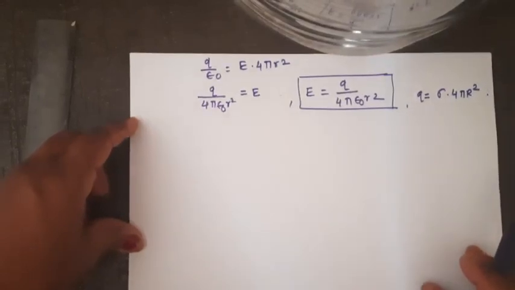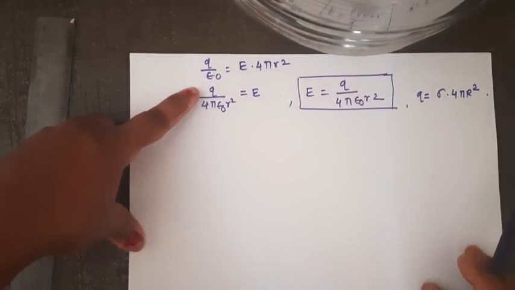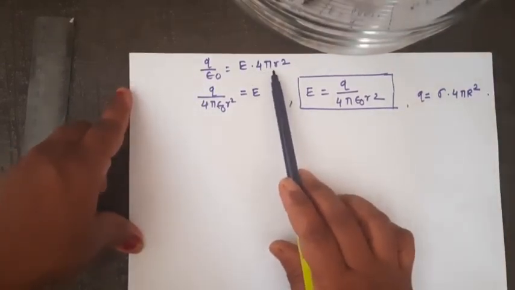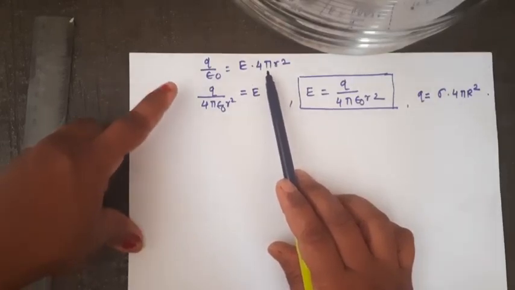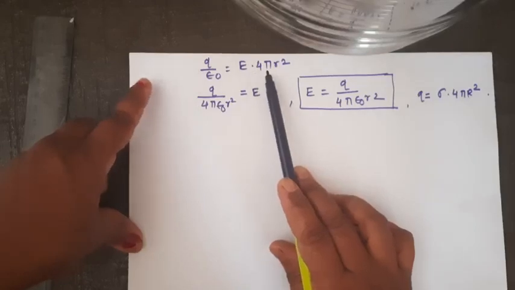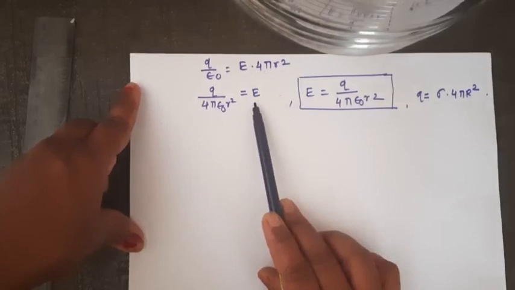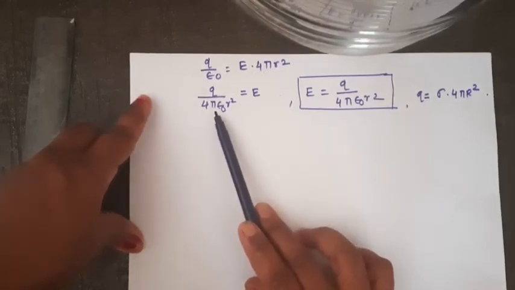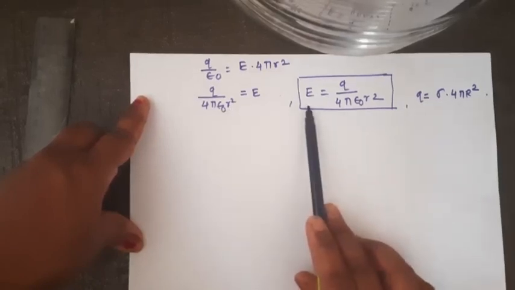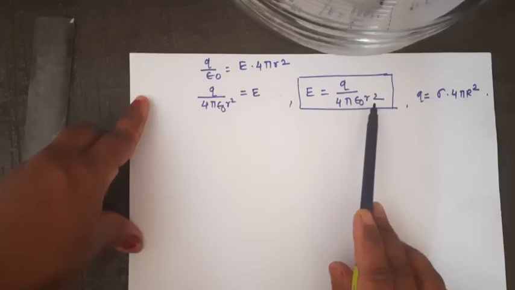According to the Gaussian theorem it is q upon epsilon naught, and the flux formula is E into 4 pi r square. Both of these are the flux formula, so the left sides are equal, and the right sides are equal. Converting this equation and rearranging, E is equal to q upon 4 pi epsilon 0 r square.